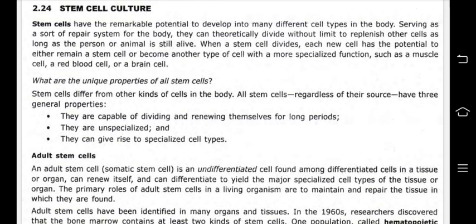What are the unique properties of all stem cells? Stem cells differ from other kinds of cells in the body. All stem cells, regardless of their source, have three general properties. They are capable of dividing and renewing themselves for long periods. They are unspecialized and they can give rise to specialized cell types.